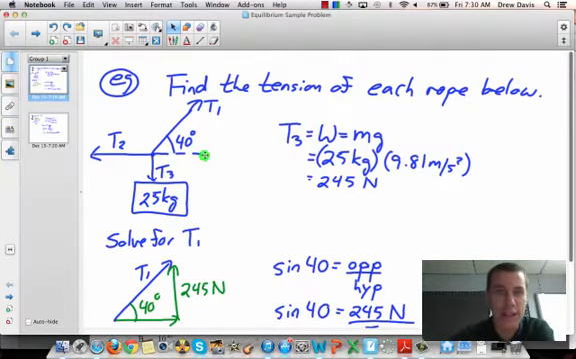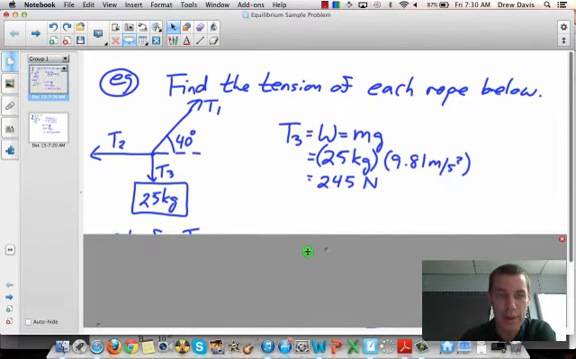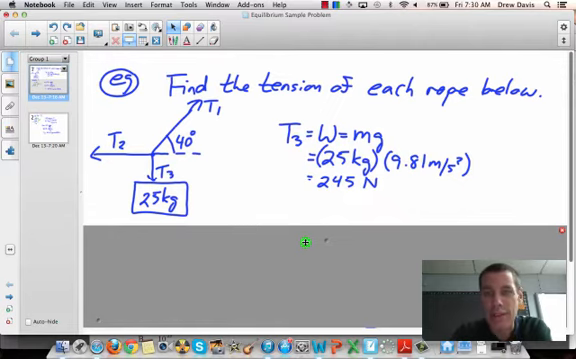Find the tension. Here, I'm going to go through this one step at a time. Find the tension of each rope below. Okay, and we've done a few of these now. This is a system that has 3 ropes, T1, T2, and T3, and a 25 kilogram mass hanging from it.